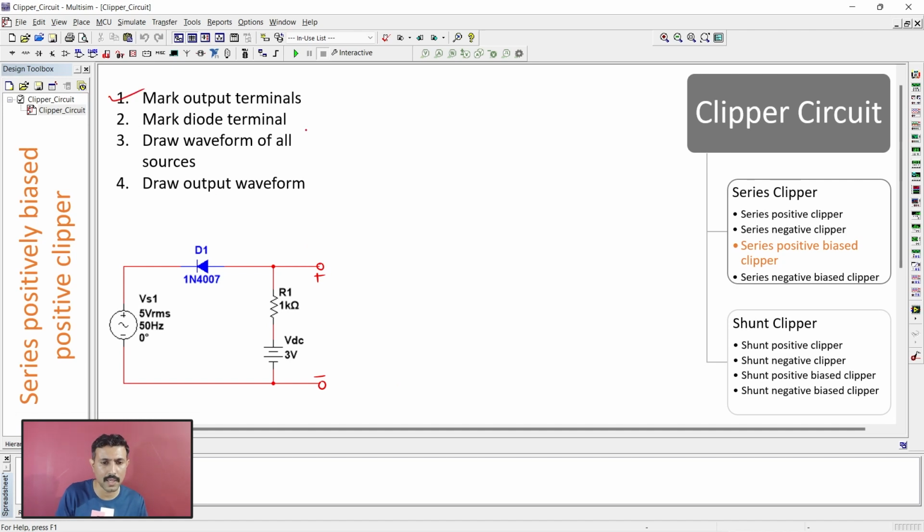Step number 2 is mark diode terminal. So the positive terminal of diode is facing the positive terminal of output. Step number 2 is over. So in step number 3, draw waveform of all sources.